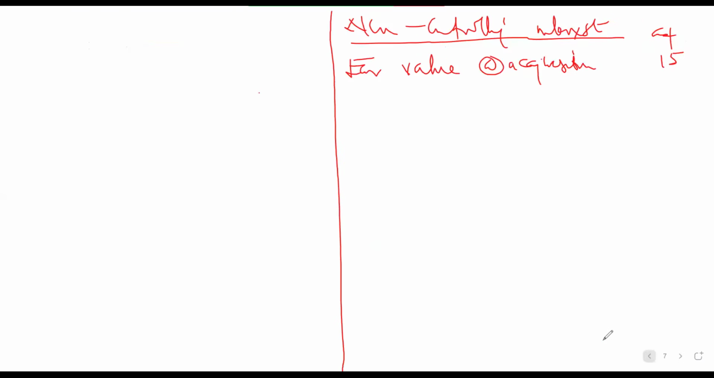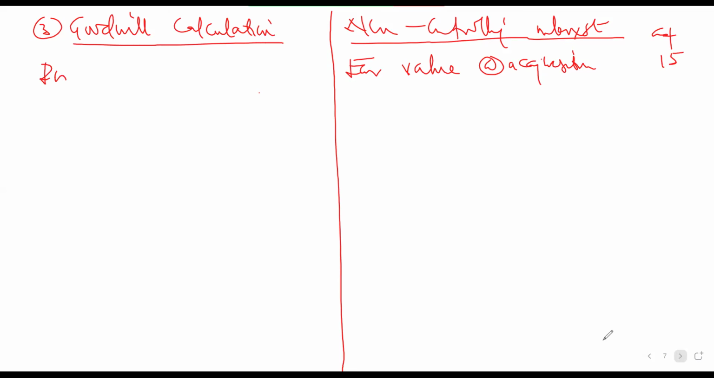Okay, what will happen now is, can we start our goodwill? Can we also start with the goodwill calculation? Because we are given the purchase consideration. So for the goodwill calculation, we do it for the two companies together. So we have the purchase consideration here. How much is the purchase consideration? How much do we pay for them?